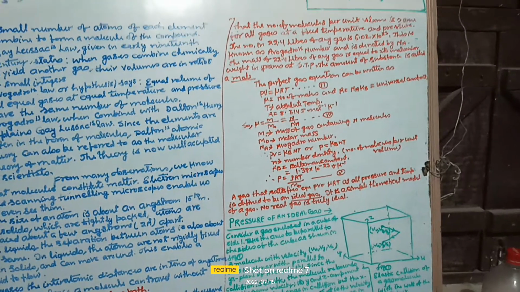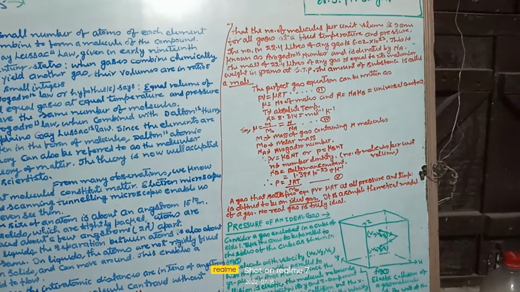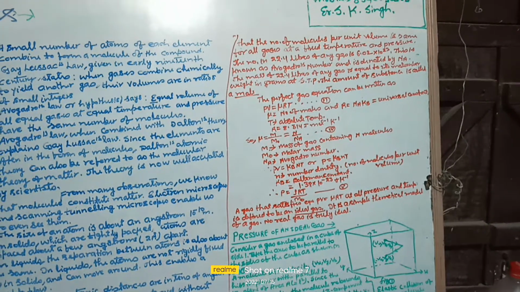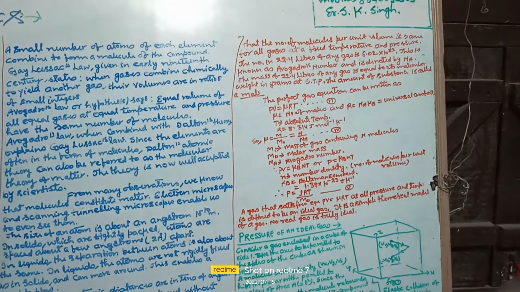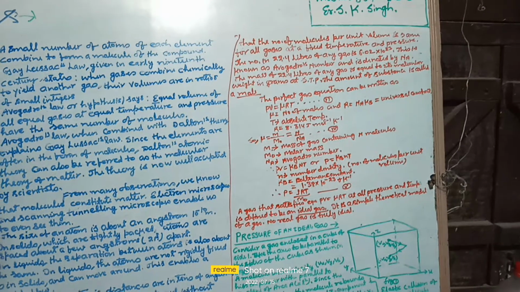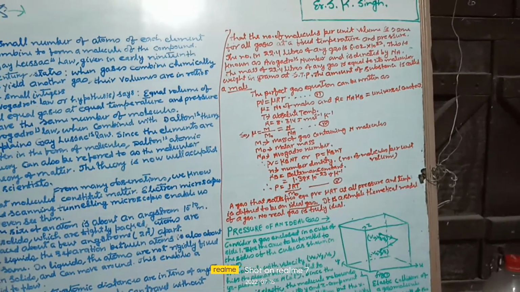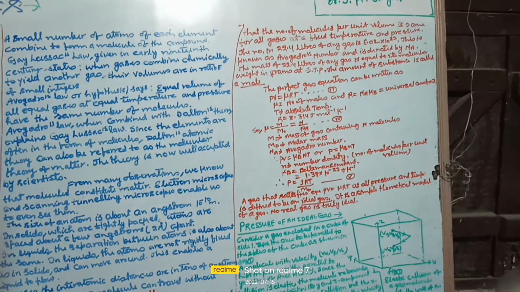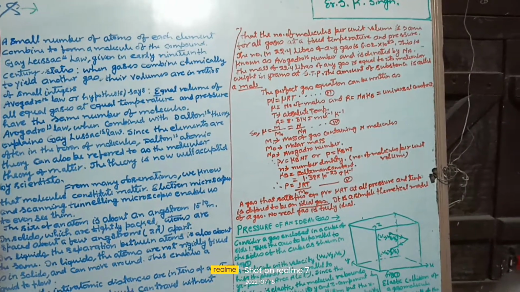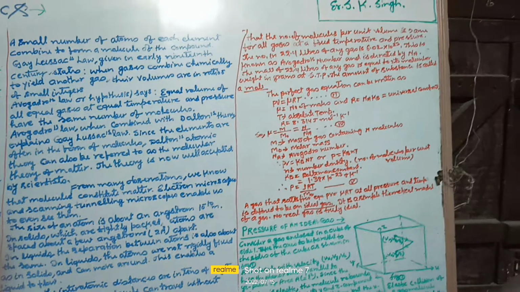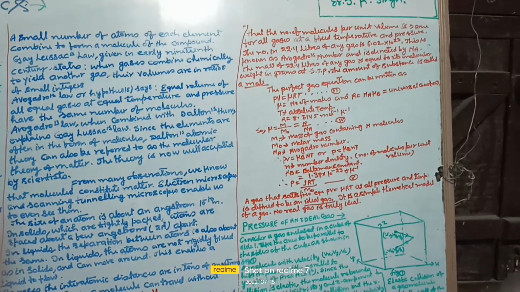Now M is the mass of gas containing N molecules, M naught is the molar mass, NA is Avogadro's number, PV equals kB N T, or P equals kB n T. Here n is the number density, the number of molecules per unit volume. kB, the Boltzmann constant, is equal to 1.38 × 10 to the power minus 23 joule per Kelvin. So P equals rho RT by M naught.